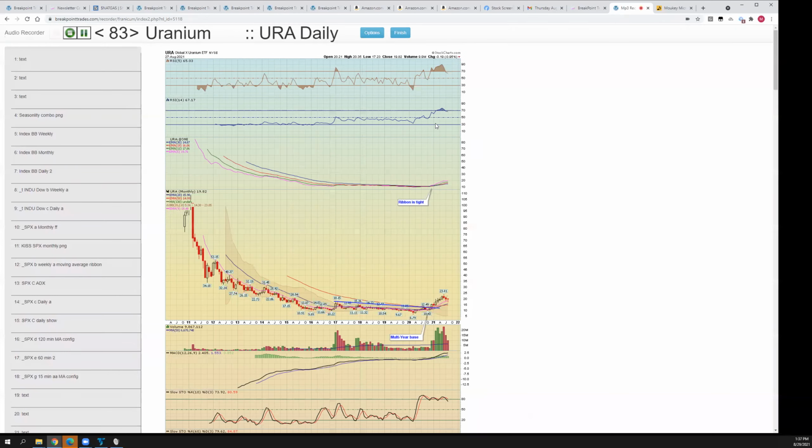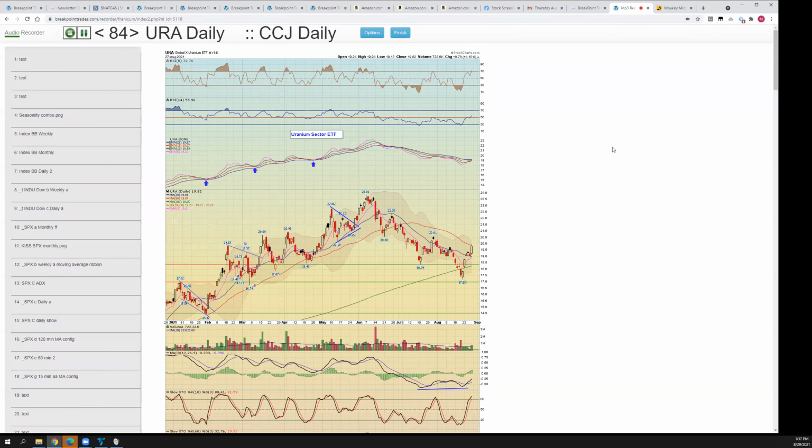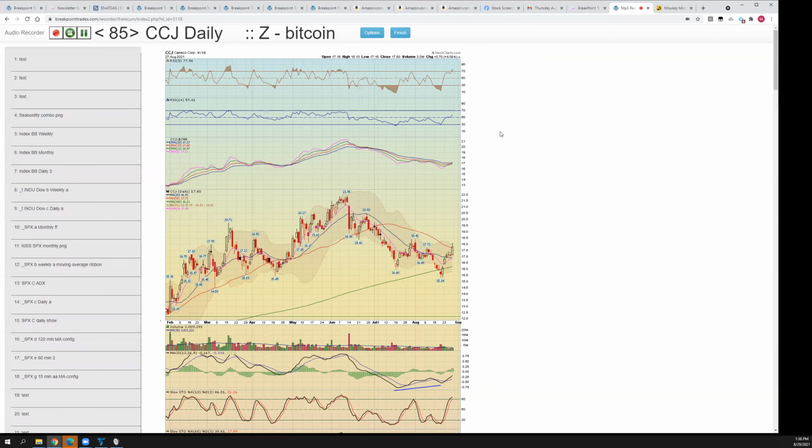Next. Chart 83, here's the monthly view. Again, it emerged out of a multi-year base. That pullback the last couple months was a pullback in the long-term uptrend. Look at the moving average ribbons here. Next. Chart 84, URA daily. So you can see it got a little below the 200-day moving average. Was actually a buying opportunity. I'm long this in my IRA. Next. Chart 85, CCJ. A lot of the uranium stocks had that look too, like CCJ. You could see a little undercut of the 200-day moving average and recovery.